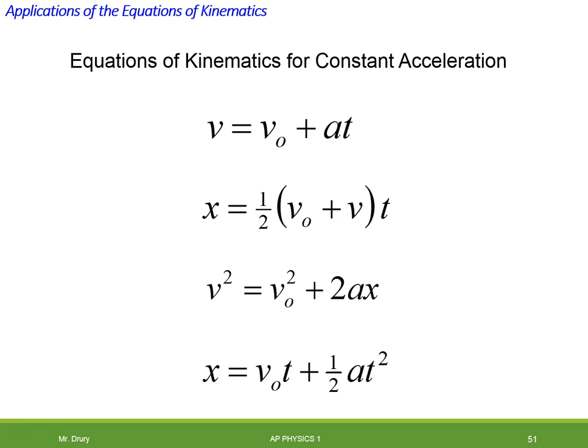Okay, so here is a summary of the equations we derived. If you rearrange this one, it really just comes out to the definition of constant acceleration. Acceleration is equal to v final minus v initial over t. And we'll be using these equations in the next section to solve problems.